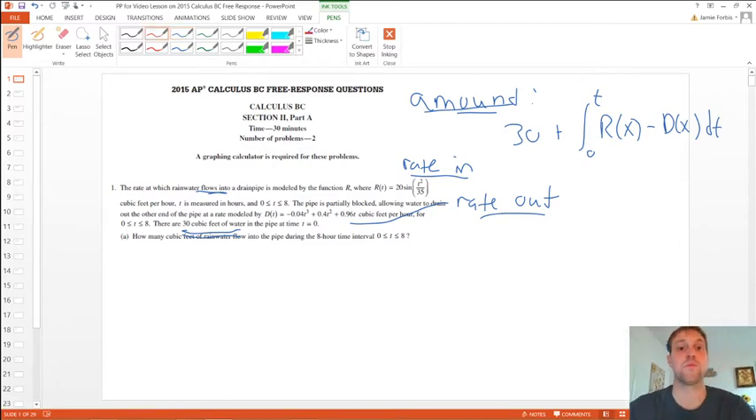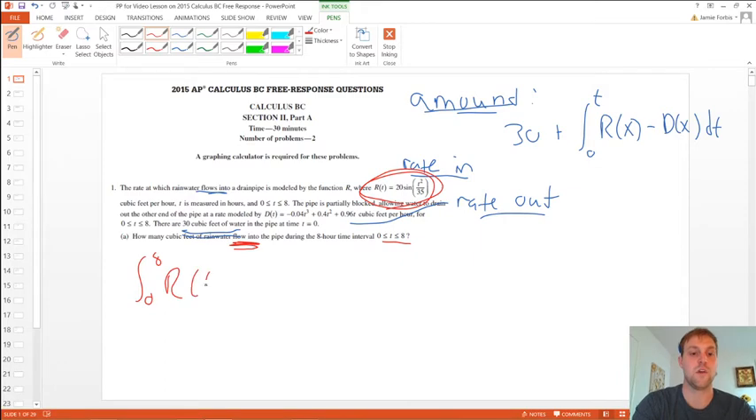Anyway, that is a certain type of problem that we've talked about, so it's good that it's showing up. How many cubic feet of rainwater flow into the pipe during the 8-hour time interval 0 to 8? All right. How many cubic feet flow in? So we're dealing just with our rate in function. So if I want to know how much flows in, that's simply the integral 0 to 8 of my r of t equation.